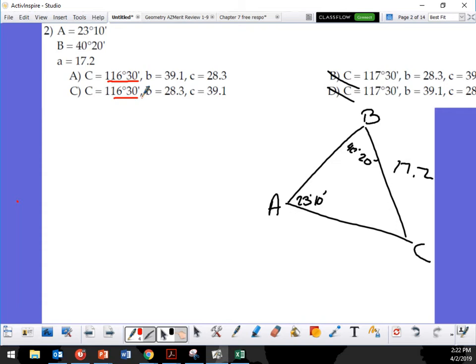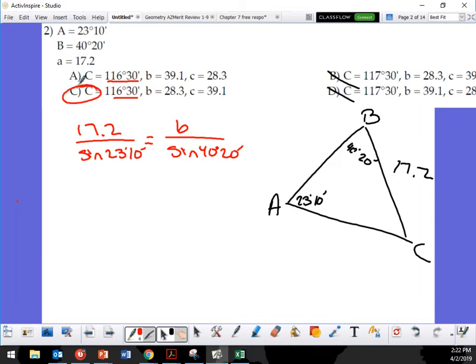Okay, so let's go ahead and start with this. So it's going to be 17.2 over sine of 23 degrees 10 minutes is equal to little b over sine of 40 degrees 20 minutes. And I know you guys are pushing these buttons. What is it? 28.3. 28.3. So my answer has to be C. So I don't have to find everything, I just have to eliminate the possibilities.